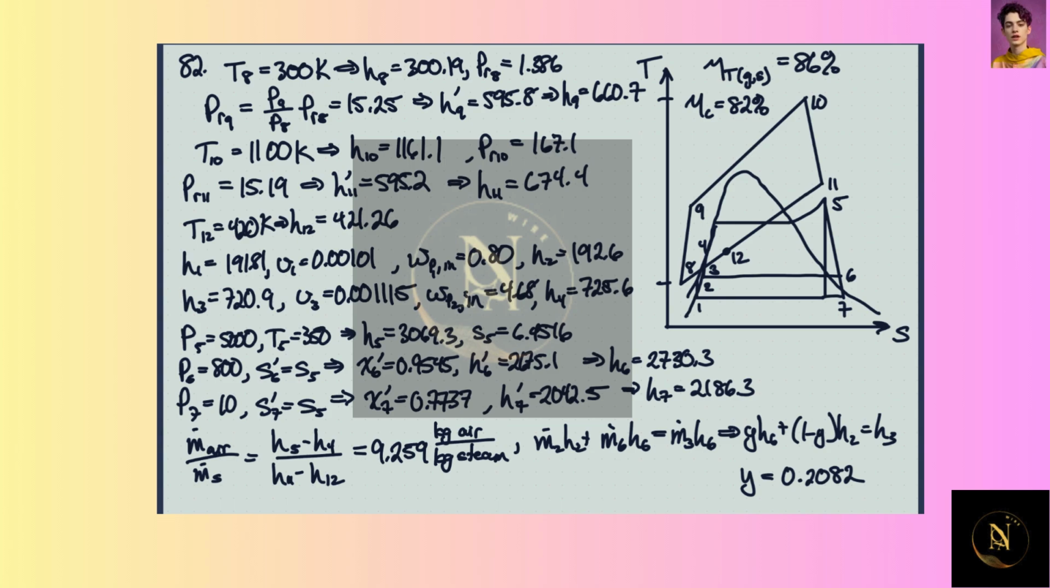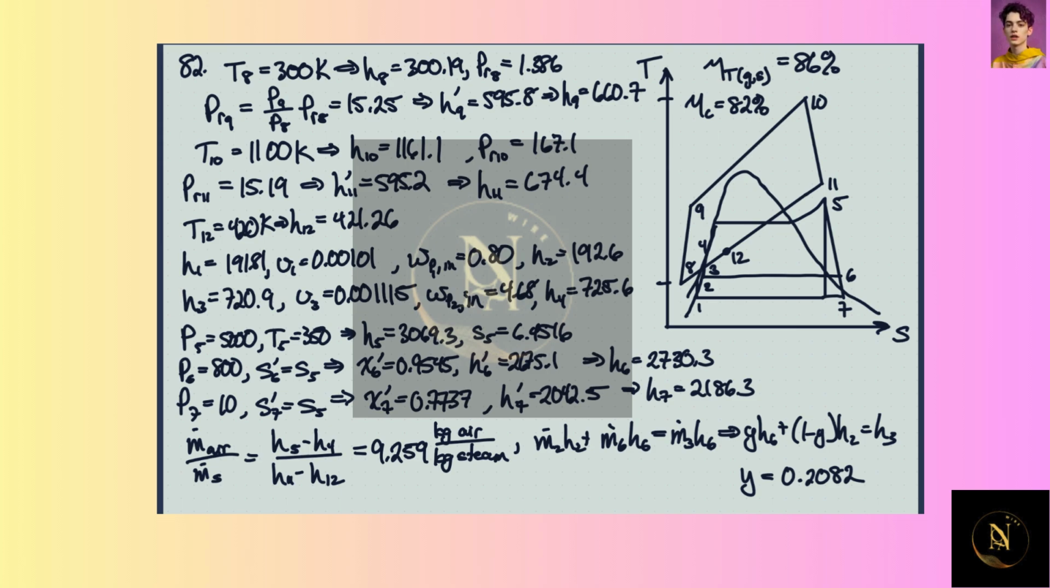In this problem, we have a combined gas steam power plant. It has a net power output of 280 megawatts. The pressure ratio of the gas turbine is 11. We have air entering the compressor at 300 Kelvin, entering the turbine at 1100 Kelvin.